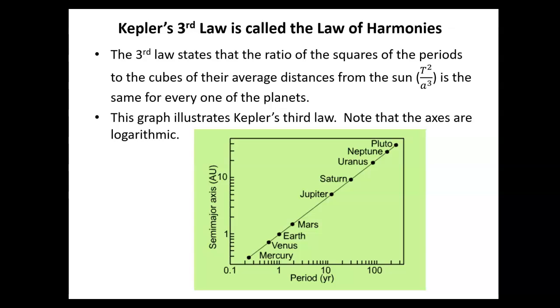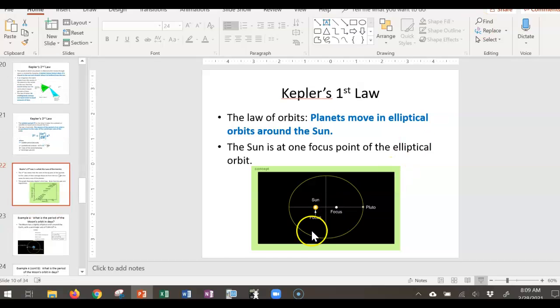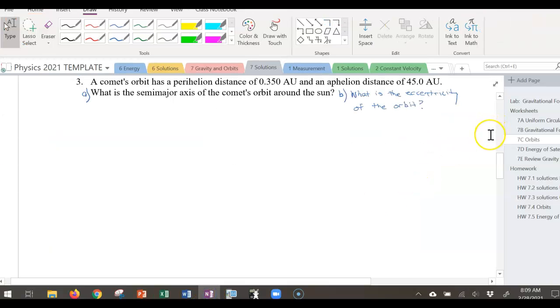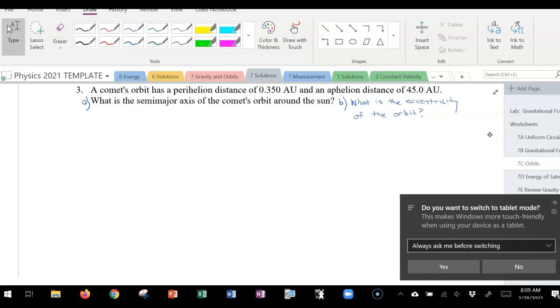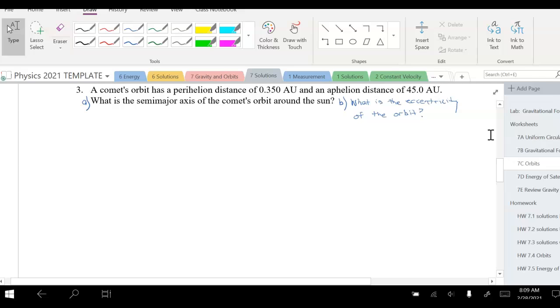Let's go work a couple of problems that involve elliptical orbits. And so I'm going to go to our worksheet 7C, and let's look, please, at problem 3 in this worksheet. So you're talking about a comet here, and it's giving us a perihelion distance and an aphelion distance. So that's a big clue that this comet has an elliptical orbit. And they're asking for the semi-major axis of the comet's orbit around the Sun, and then I have added a question where I'd like to find the eccentricity of the orbit. But let's talk about A first.